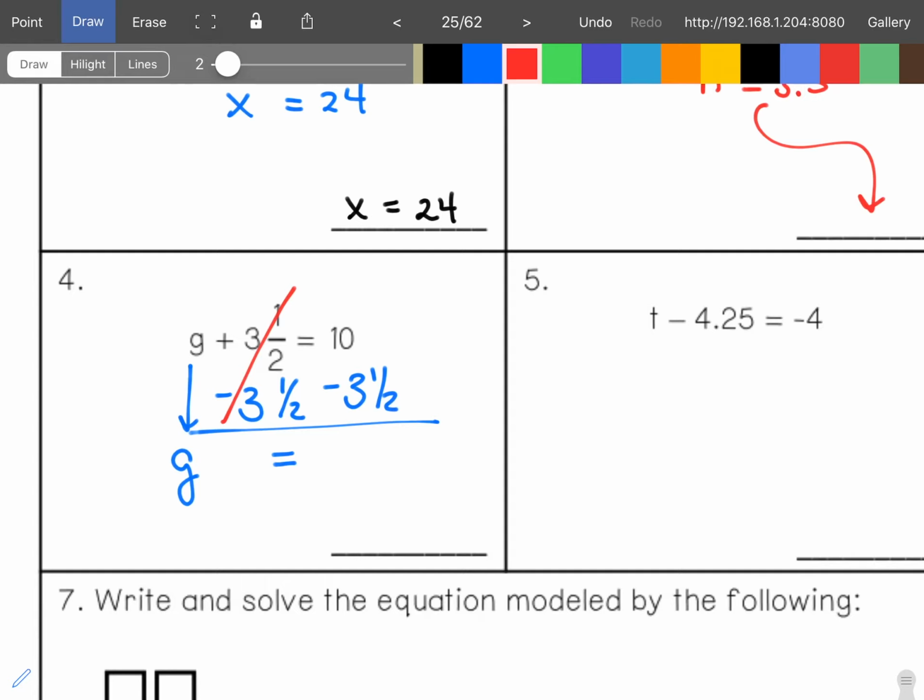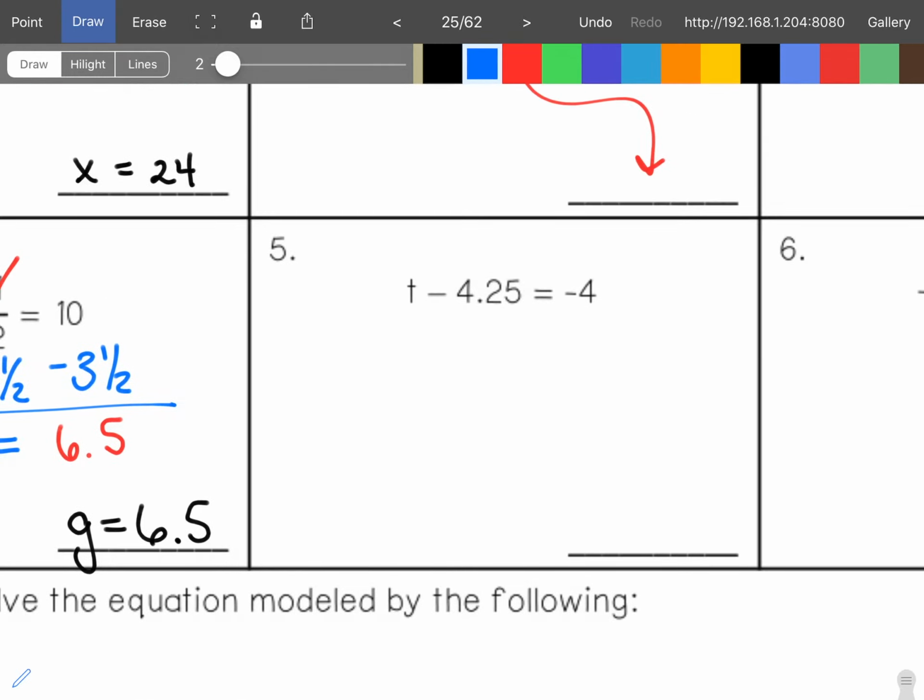Equals. And then 10 minus 3½, you should know how to do that on your calculator, is going to give you 6½. I would pause this and make sure, if you didn't try it already, that you understand how to plug in 10 minus 3½ on your calculator. So therefore your answer is g equals 6½ or 6.5.